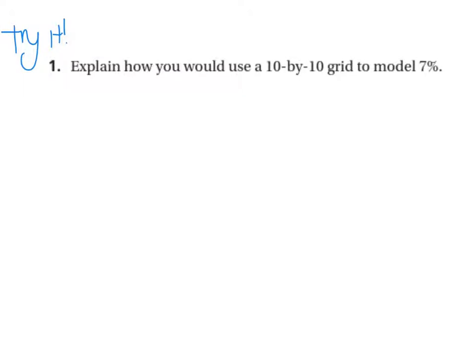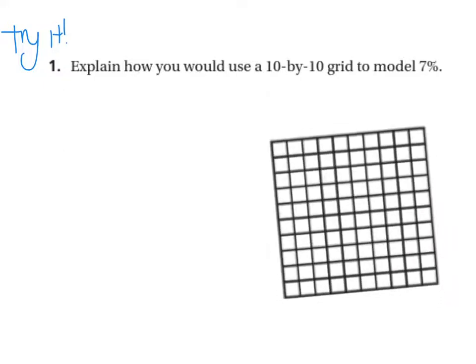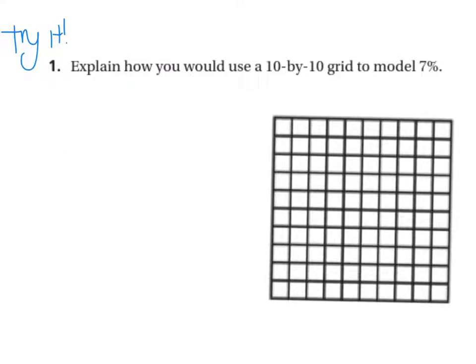Alright, so here's a try it, kind of a word form. So I want you to explain it, and you can just type it into the Chromebook. You don't have to write it into your notebook. Explain how you would use a 10 by 10 grid to model just 7%. And I can put a 10 by 10 grid up here so you can see it. Okay, so using this 10 by 10 grid, will you please write for me how you would model 7%?